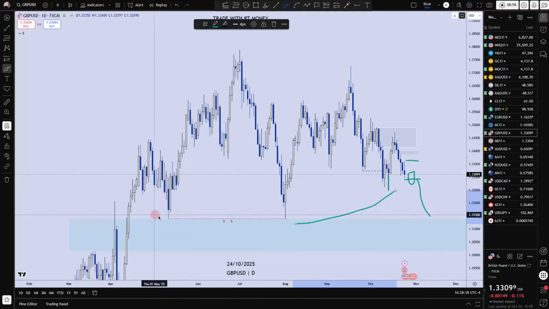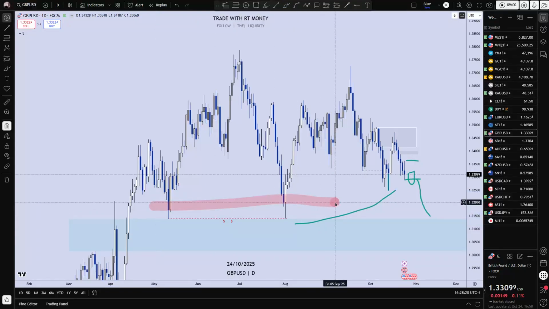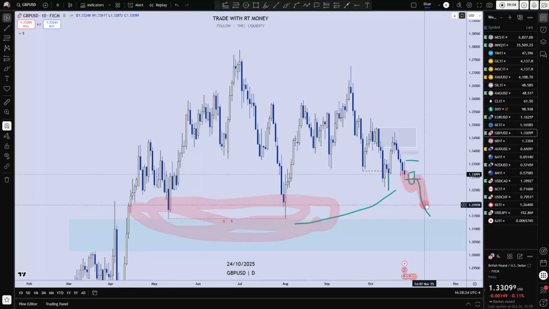these relative equal lows here. I'm looking at these relative equal lows here. I'm looking for price to make its way down here. That's what I'm looking for.